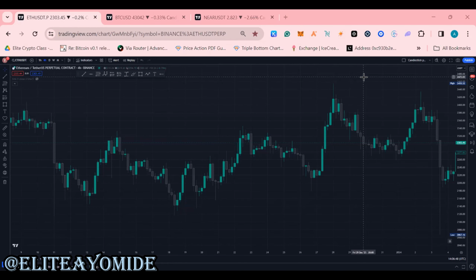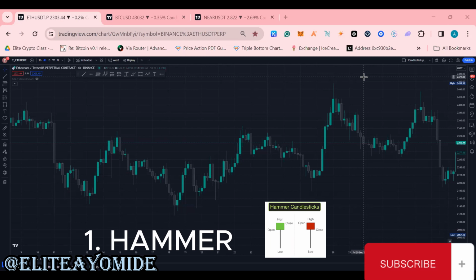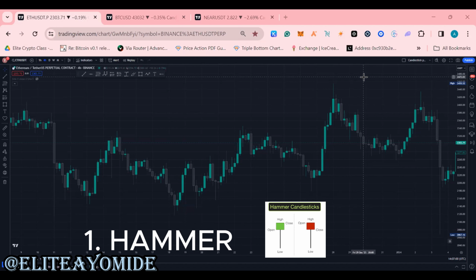So let's start with the hammer. The hammer is a candlestick that shows the rejection of lower prices. And the hammer is a candle that shows reversal. That means the market is already coming down. Whenever there is a hammer, the market is more likely to go in the other direction. Please note that this does not happen all of the time, but most of the time.